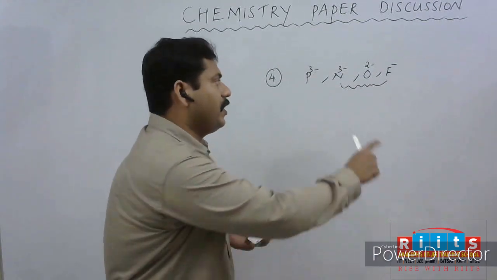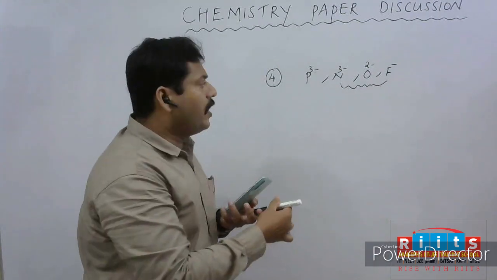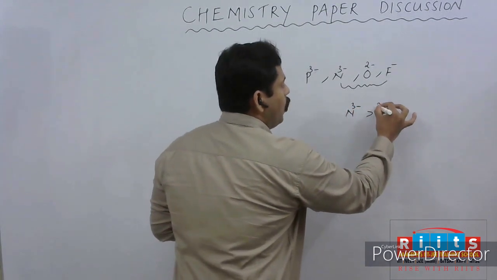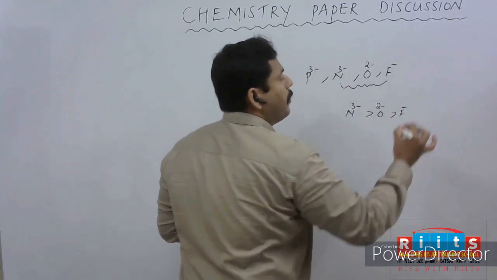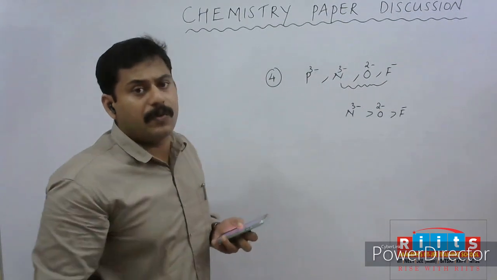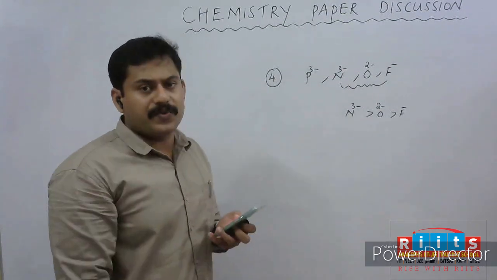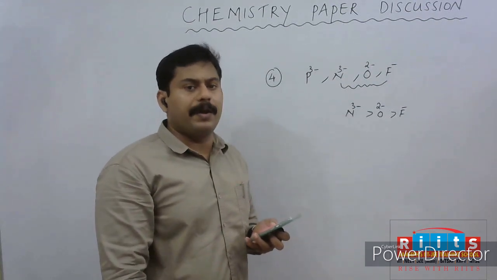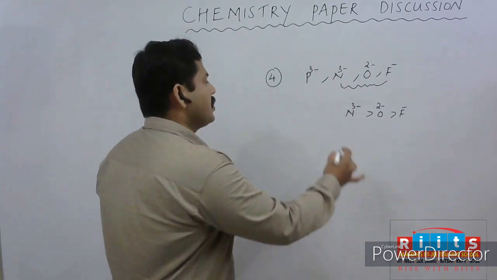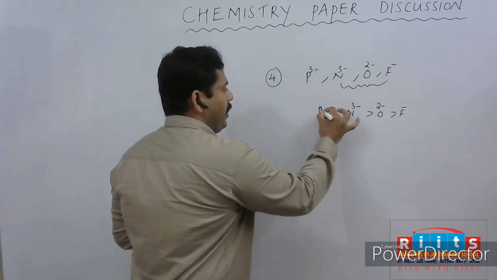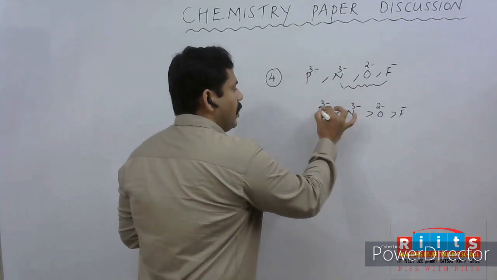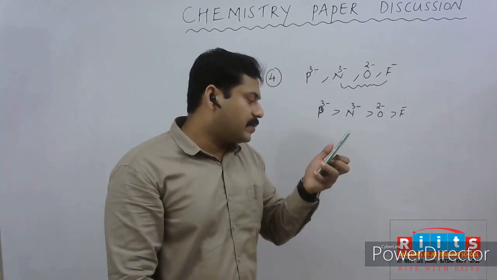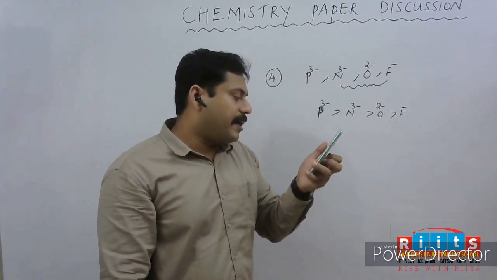So first we can find out the correct order of these 3, right? So the correct order will be N3- greater than O2- greater than F-, right? These are isoelectronic species only. But what about the phosphorus? Phosphorus atomic number we know is 15, plus 3 electrons, 18 electrons will be there. So definitely P3- will be first, right? So P3- will be first. So we can verify which of the following options is matching. That is the correct option will be option D only, right?